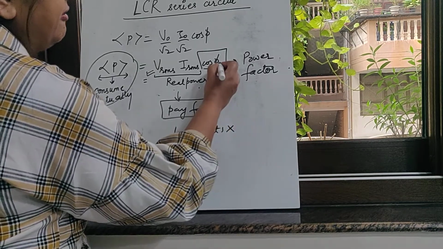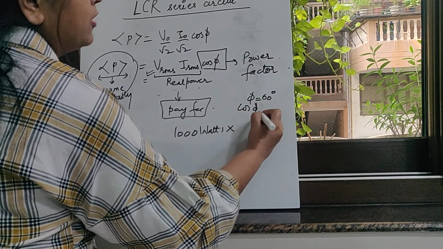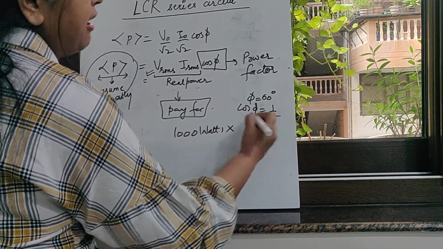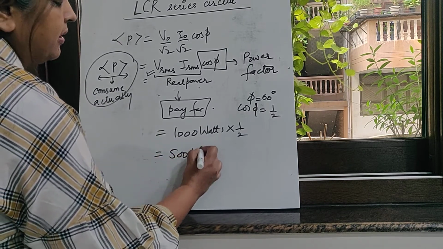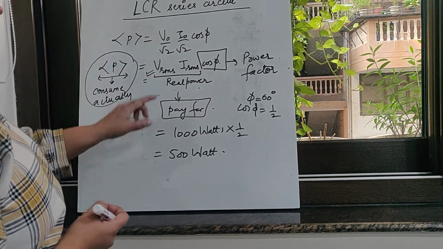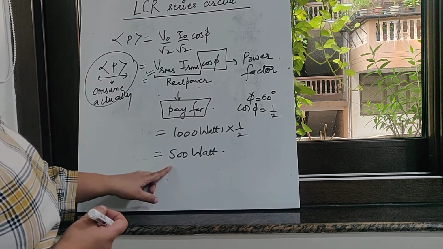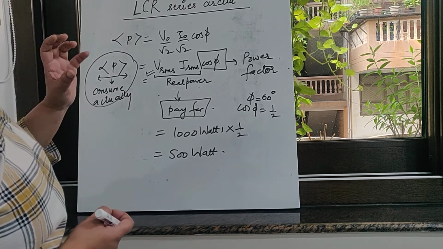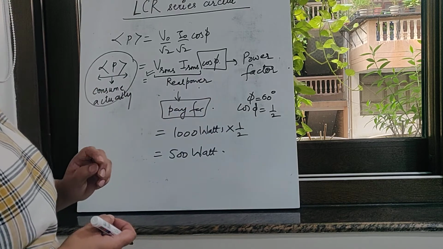Let us say the value of phi is 60 degrees. Then the value of cos phi will be cos 60, which is half. So it means that the result will be 500 watts. It means that we are paying the bill for 1000 watts, but we are able to use only 500 watts because our LCR circuit is designed in such a way that the value of cos phi is half.